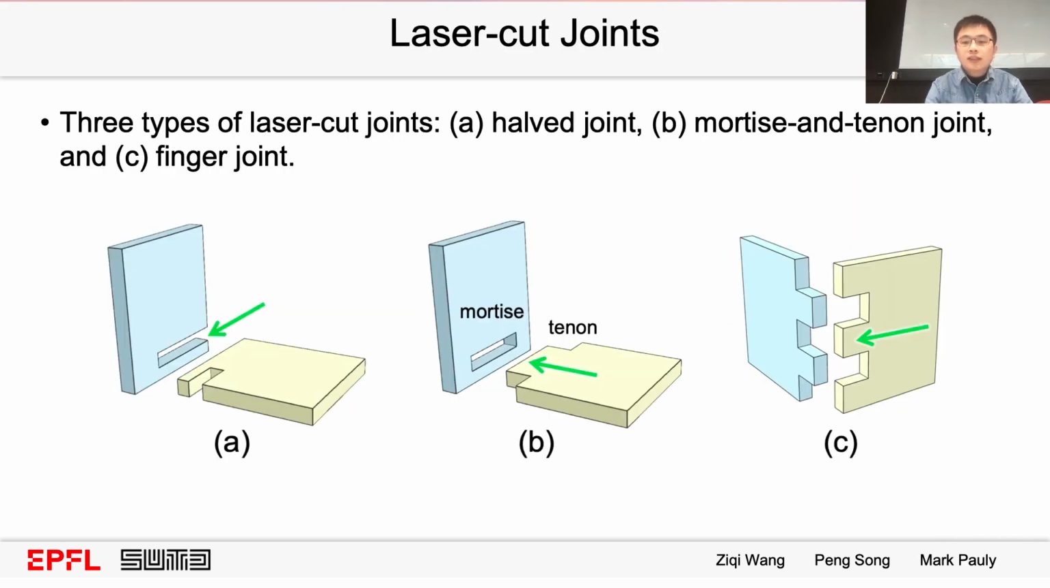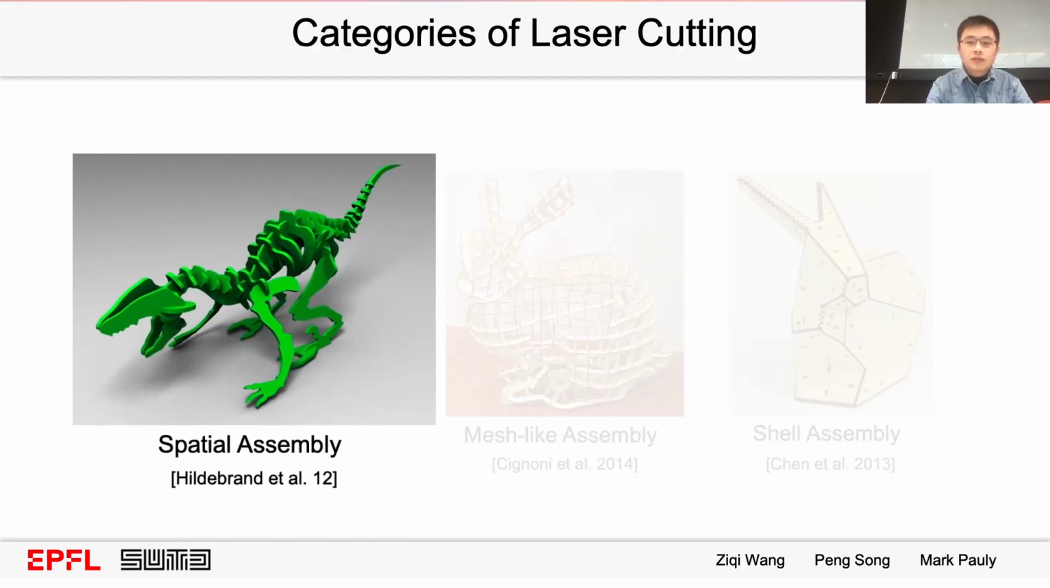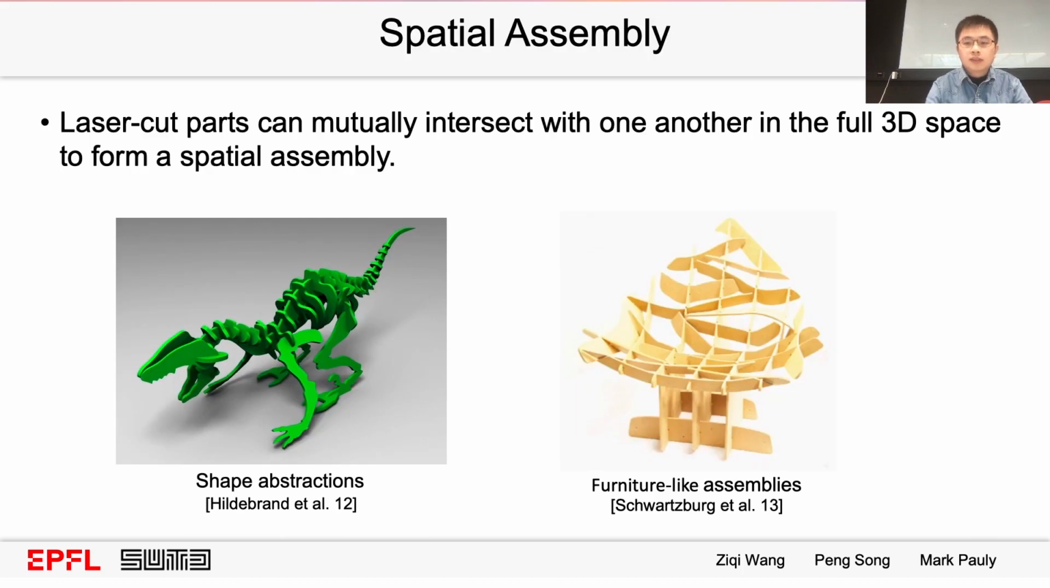Joining 2D laser cut parts to form a steady assembly is a challenging task due to the limited contact area among the planar parts. The most effective way is to create integral joints on the laser cut parts, which not only stabilize the whole assembly, but also simplify the assembly process. Let's review the papers for the spatial assembly.